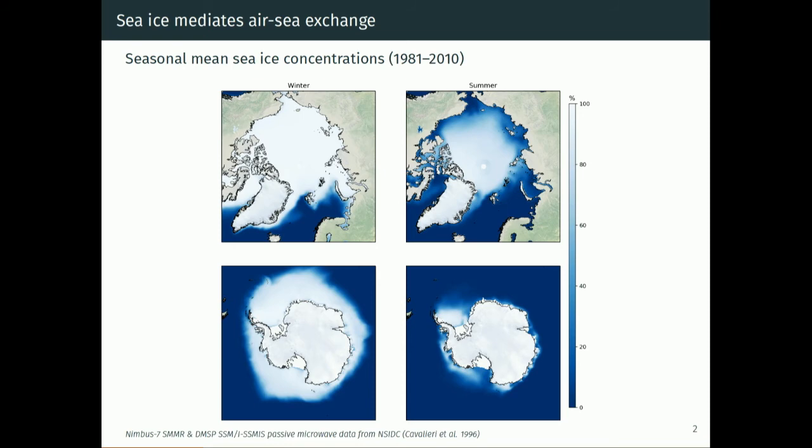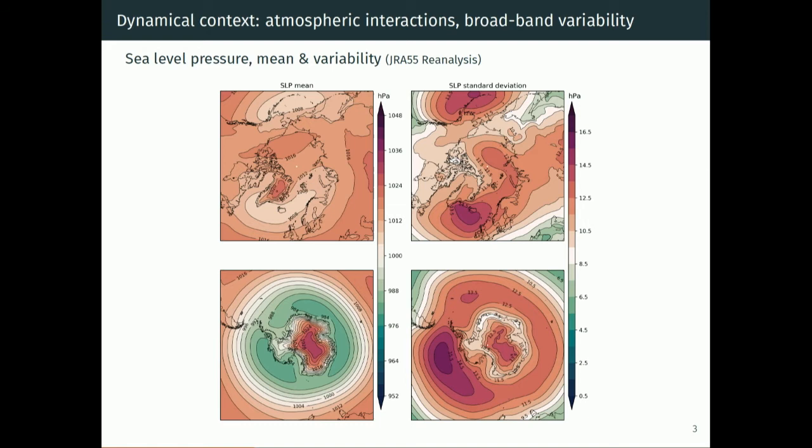These systems are strongly forced by atmospheric dynamics. This plot shows the mean sea level pressure in each system on the left. And as you can see, the circumpolar flow over the Southern Ocean is a dominant force driving ocean dynamics. The variability of this flow is also dynamic. Fluctuations in atmospheric variability persist over a broad range of spectra, from synoptic scale storms that force event scale dynamics to multi-decadal variability in the Southern Annular Mode or the North Atlantic Oscillation.